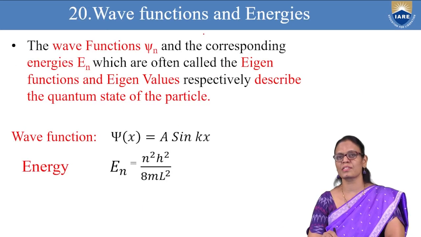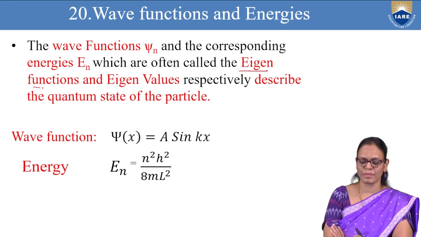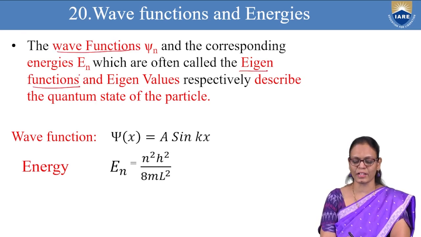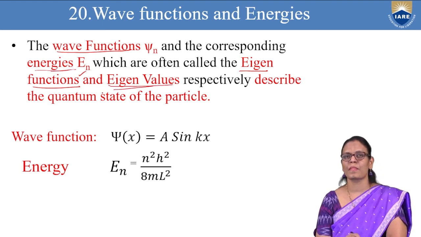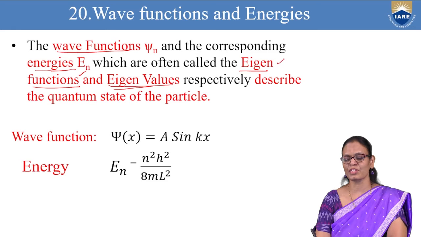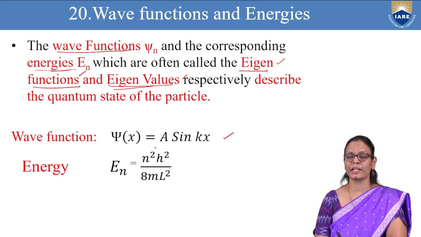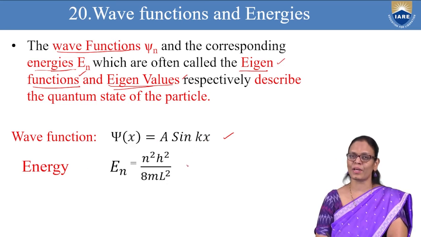Now the wave functions and energy. The wave functions and the corresponding energies, we always call them the eigenfunctions and eigenvalues. The wave function is nothing but the eigenfunction, and the corresponding energies are the eigenvalues. Whenever we are describing a quantum state of a particle, the eigenfunction is the wave function of that particle, and the eigenvalues are the energies related to that particle. The wave function is represented as psi of x is equal to A sine kx, and the energy is represented by n square h square upon 8 m L square.